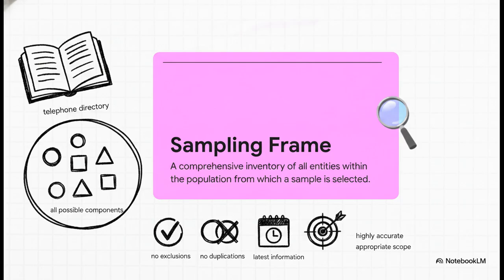But for your study to actually be credible, this frame needs a few specific things. It must be completely exhaustive, so no exclusions or duplications. It has to contain the latest info, because obviously, obsolete data is going to ruin your integrity. It must be highly accurate, and it needs the appropriate scope for whatever specific investigation you're running.